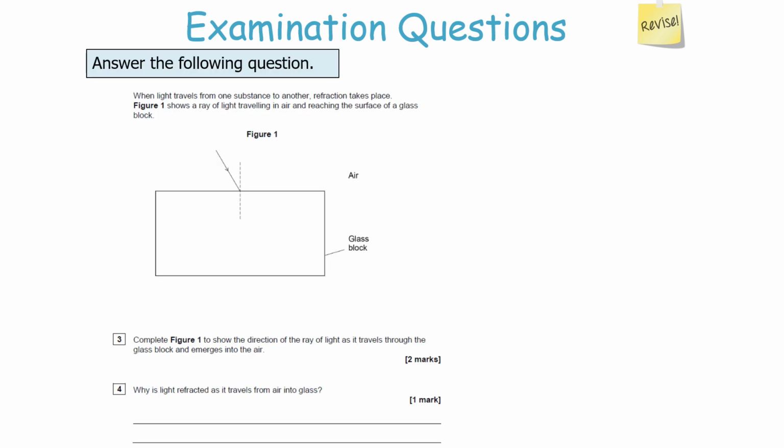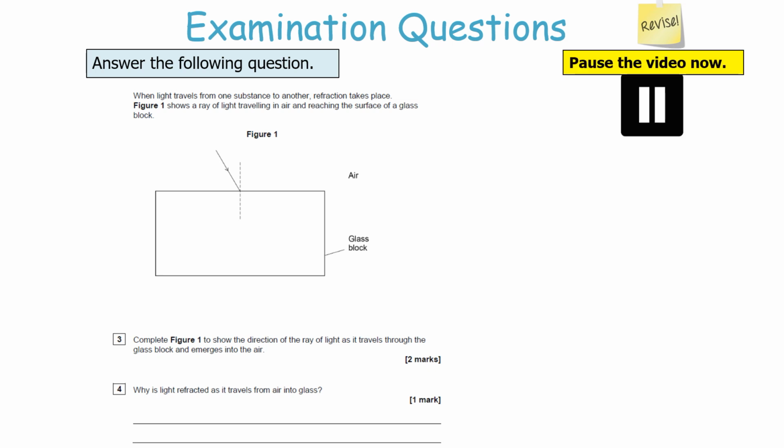The next question says, when light travels from one substance to another, refraction takes place. Figure 1 shows a ray of light travelling in air and reaching the surface of a glass block. So firstly, complete figure 1 to show the direction of the ray of light as it travels through the glass block and emerges into the air. Then secondly, why is light refracted as it travels from air to glass? So pause the video now, then unpause the video when you want to go through your answer.